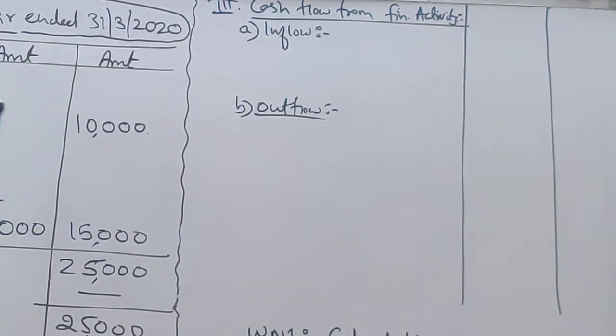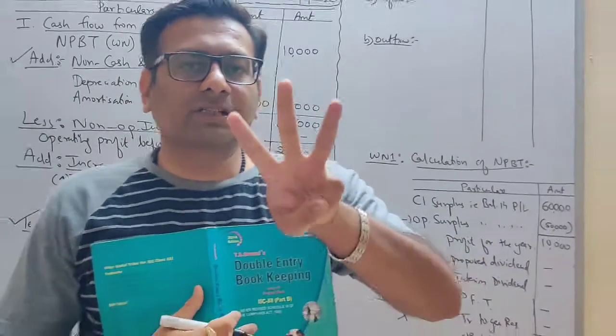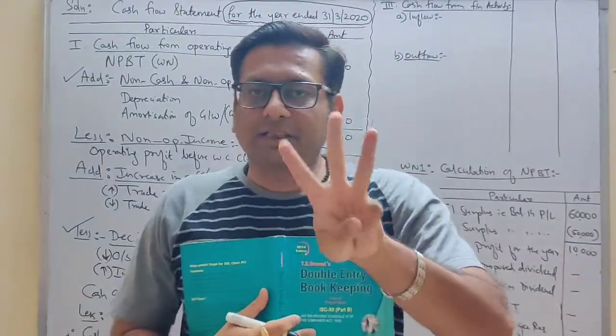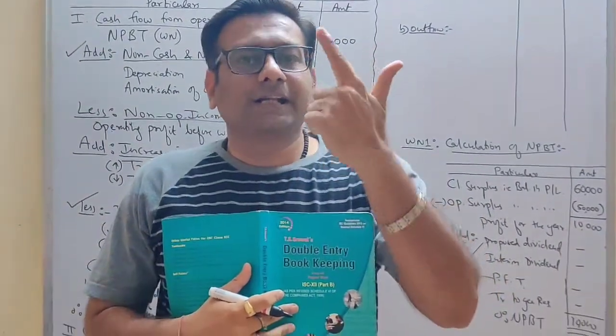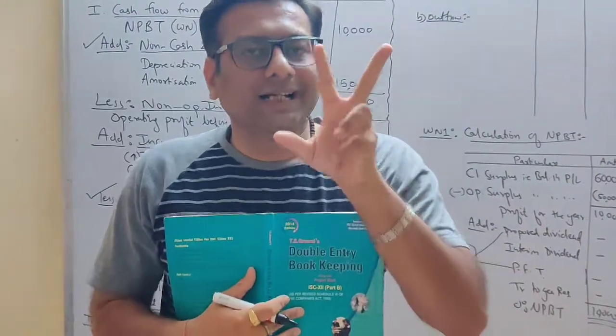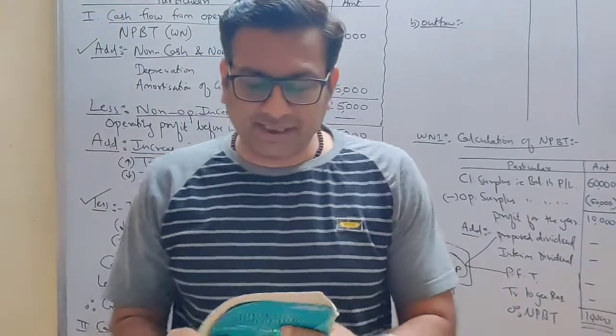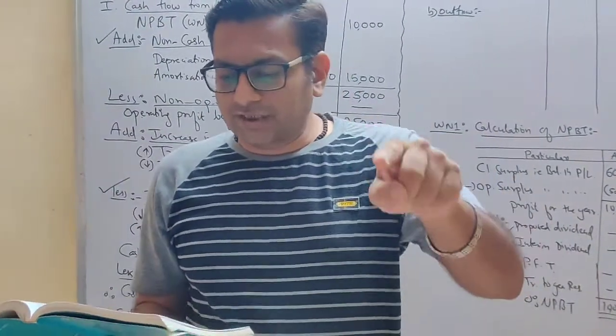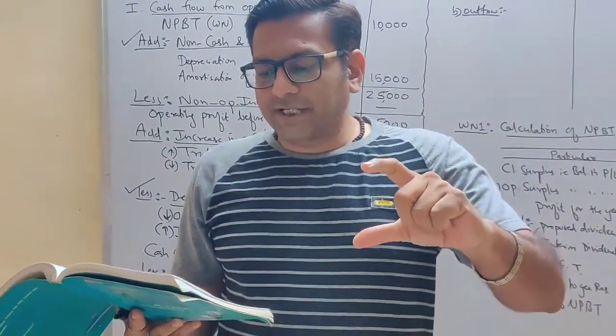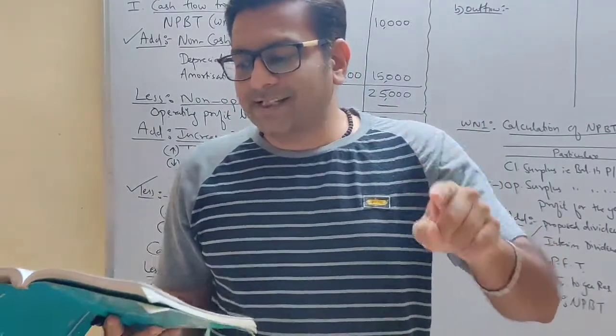So let's check, students. For financing activity, you remember what are the three keywords for financing activity? The three keywords are shares, debentures, bank loan. Let's check all three words in the balance sheet on the liability side. So on the liability side, student, check the question. On the liability side, share capital is given to you.